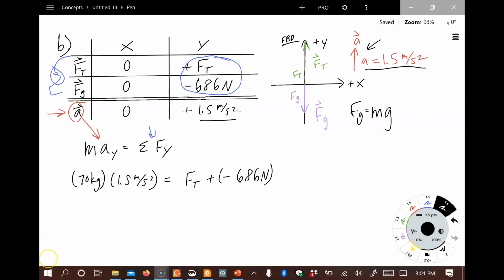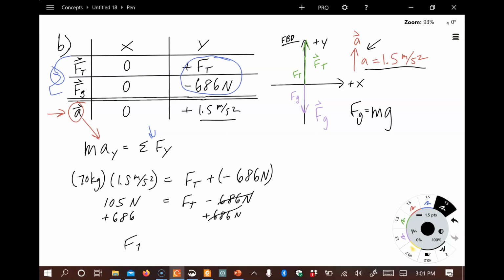Now we need to do a little bit of math here. So let's go ahead and do it. 70 times 1.5, that's going to be equal to 105. And then the kilograms times meters per second squared gives us a newton. Over here we're left with the unknown magnitude of the tension force minus 686 newtons. And then we need to just do some algebra here, right? So let's go ahead and add this number to both sides. And when we do this, reversing the direction of the equality, we'll find out that Ft is equal to 791 newtons.